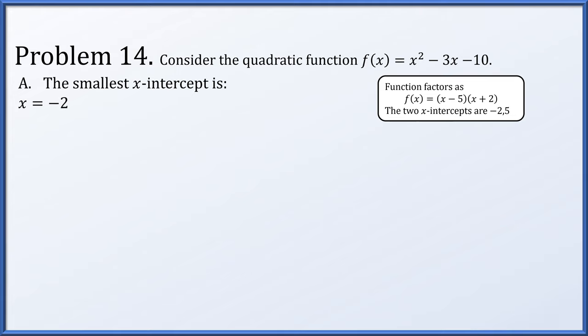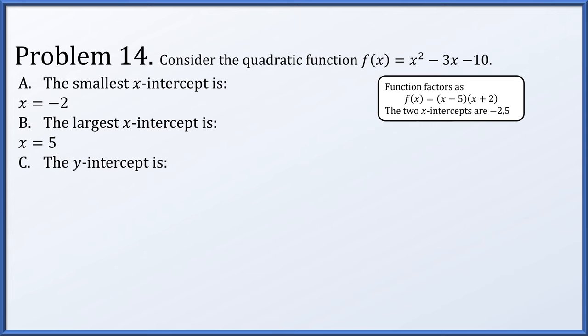What's the smallest one? Negative 2. What's the biggest one? 5. It's odd to me how this problem was split up into two questions of what's the smallest and the largest, when to find one of them, you're necessarily going to find the other anyway. But hey, what's the y-intercept? Well, we just have to plug in x equals 0, and the x squared and the negative 3x would vanish, and we're left with y equals negative 10.